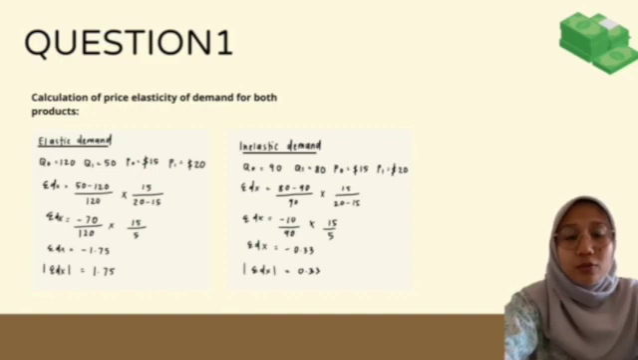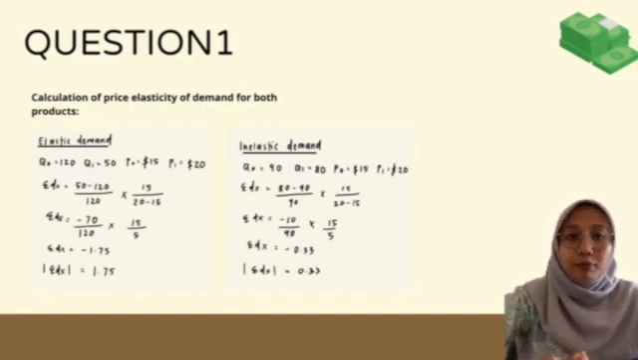First off, we need to know what is price elasticity of demand, or PED in short. PED measures the degree of responsiveness of quantity demanded for particular goods with respect to the changes in the price. So jumping on to the first calculation of PED, for the elastic demand product, we use the formula of PED, where the percentage change in quantity demanded of the product is divided by the percentage change in price of the product.